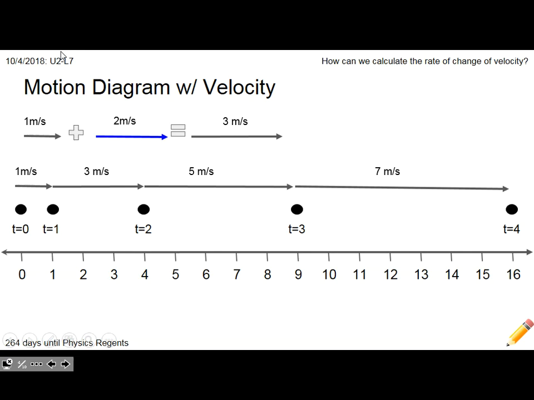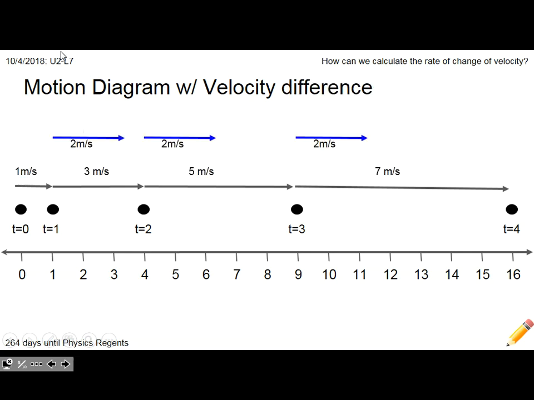Let's think about that for all of the other times. If I go from 3 meters per second to 5 meters per second, that's also plus 2. And when I go from 5 to 7, that is also plus 2. Okay? So this blue arrow that you can add to your diagram is showing what we might call the velocity difference, or as a symbol, delta V.